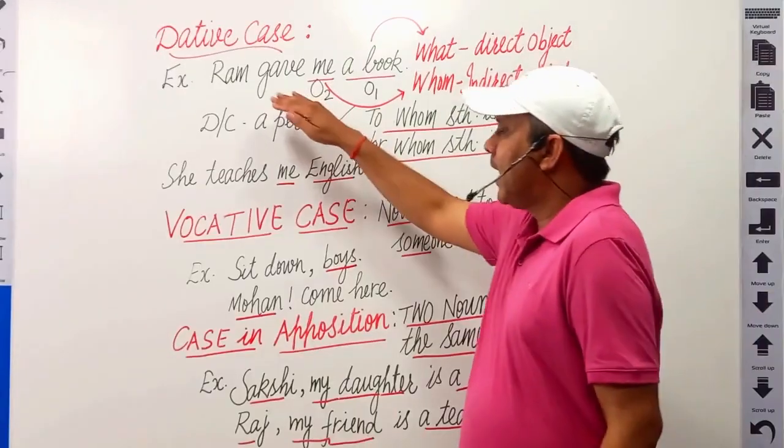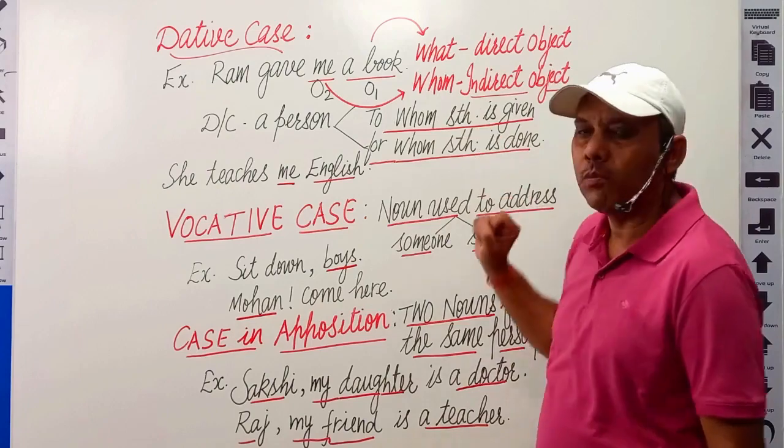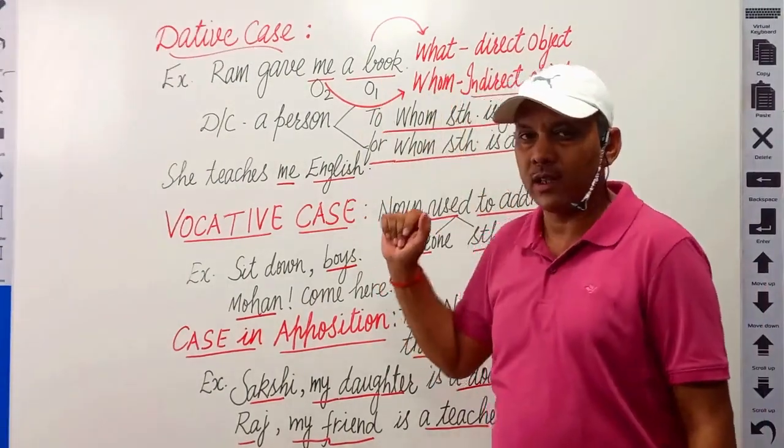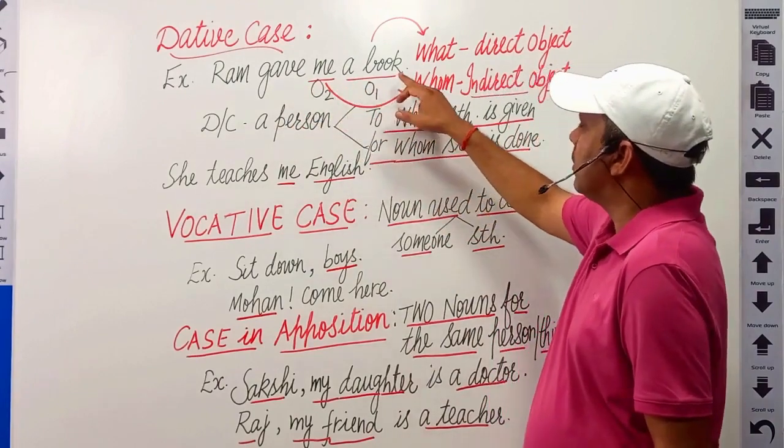Now, put what and whom before the object, before the verb. For example, Ram gave me a book.